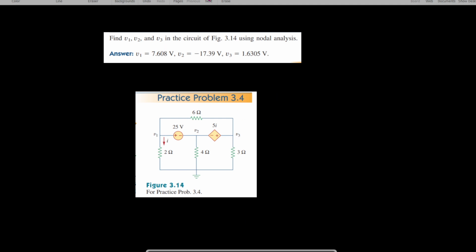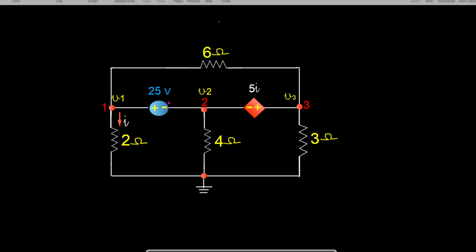So we have drawn the circuit, and in this V1 is the nodal voltage at the first node, V2 is the nodal voltage at the second node, and V3 is the nodal voltage at the third node. Here 6 ohm, 2 ohm, 4 ohm and 3 ohm resistors are given, and a 25 volt voltage source and a 5i source, which is a dependent source.